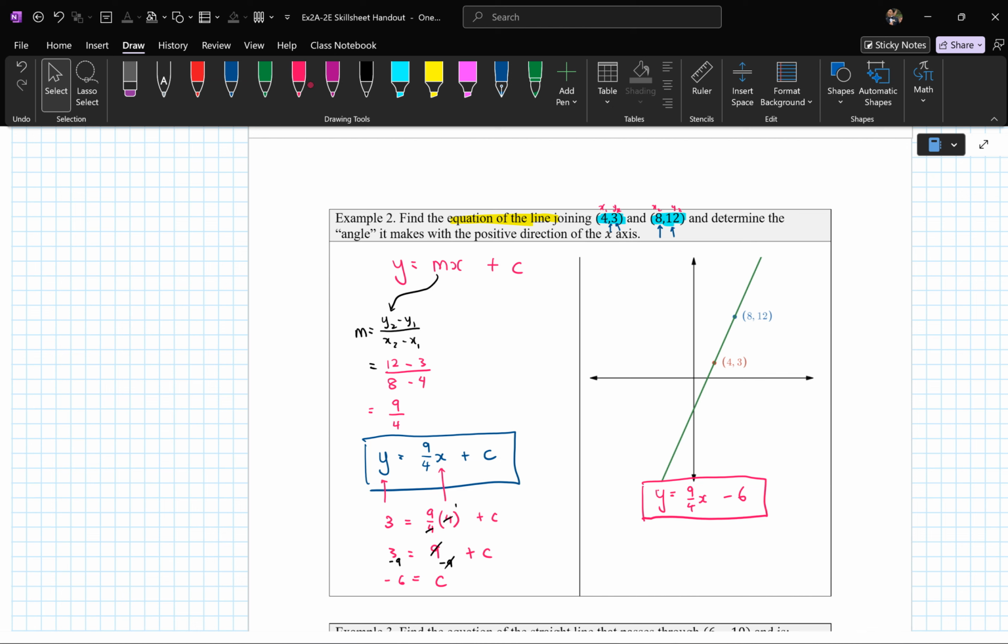Now, there was a second bit that we didn't do. It says, and determine the angle it makes with the positive direction of the x-axis. What is that trying to say? That's what I mean.